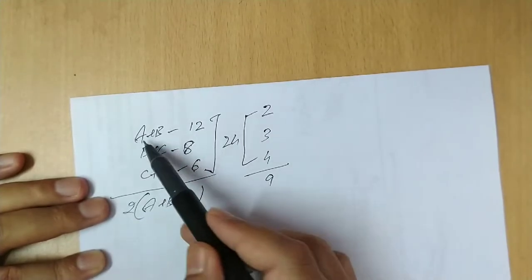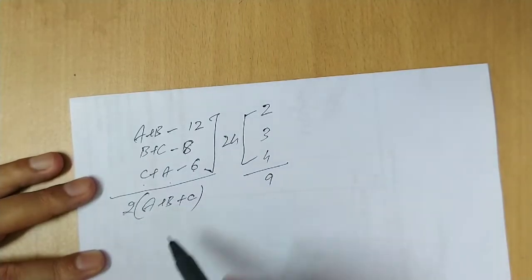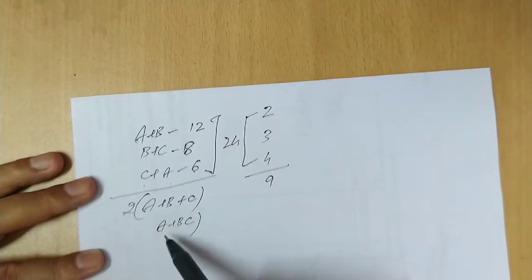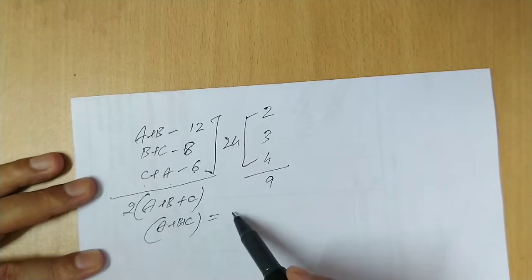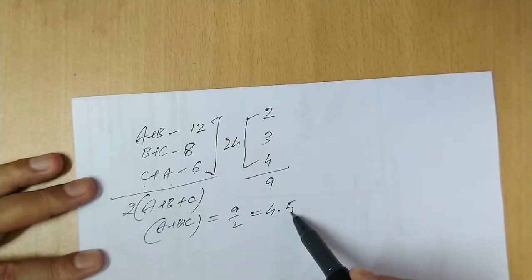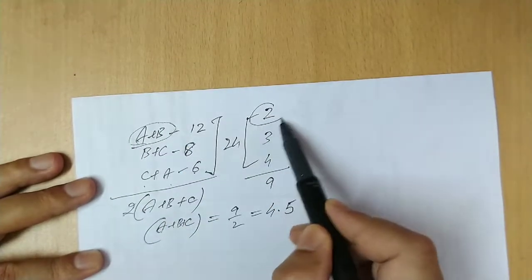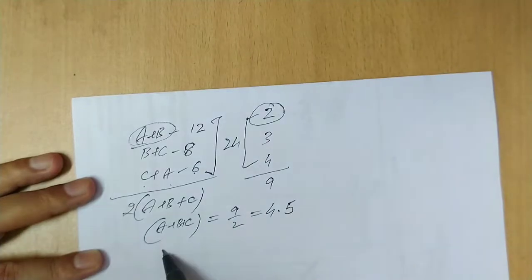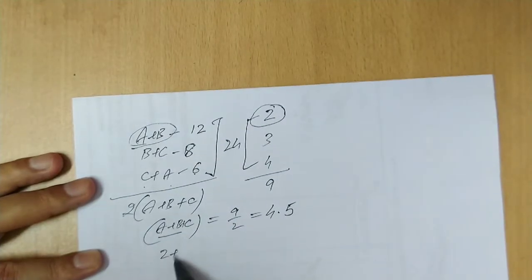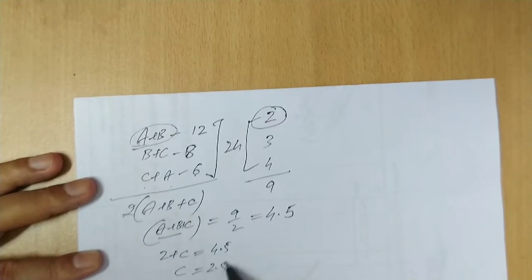We have 2a, 2b and 2c. 2 we take common. A plus b plus c is equal to 9 divided by 2 is equal to 4.5. Same way we'll take the value of a plus b. A plus b is 2. So 2 plus c is equal to 4.5. So the value of c will be 2.5.